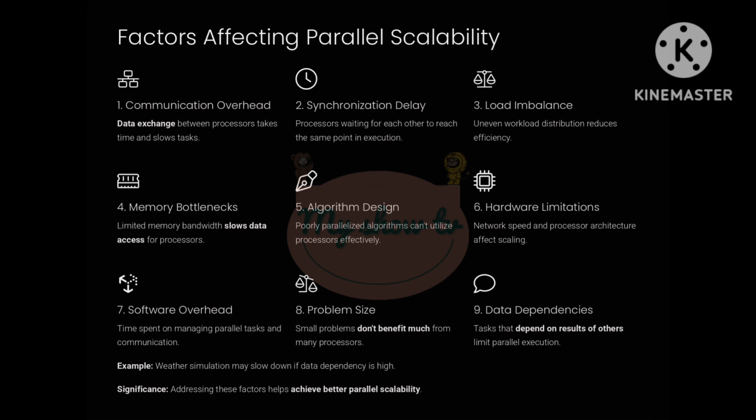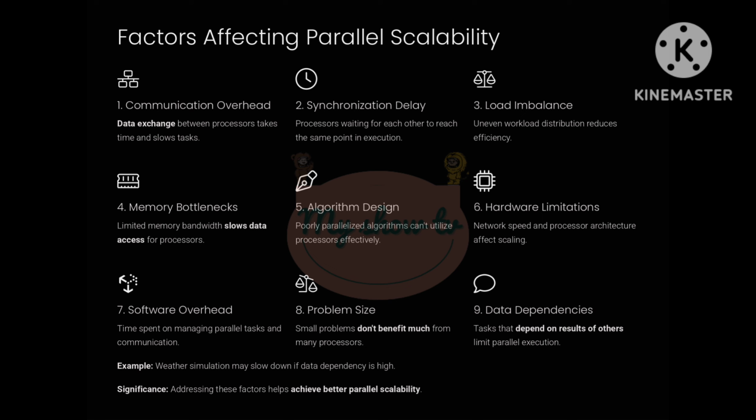Slide 4. Factors affecting parallel scalability. Even if we add more processors, many practical factors limit scalability. Let's look at them. 1. Communication overhead. Processors need to exchange data, and this communication takes time, especially when data is large. 2. Synchronization delay. Sometimes, processors must wait for each other to reach a certain stage, thus, waiting time slows everything.